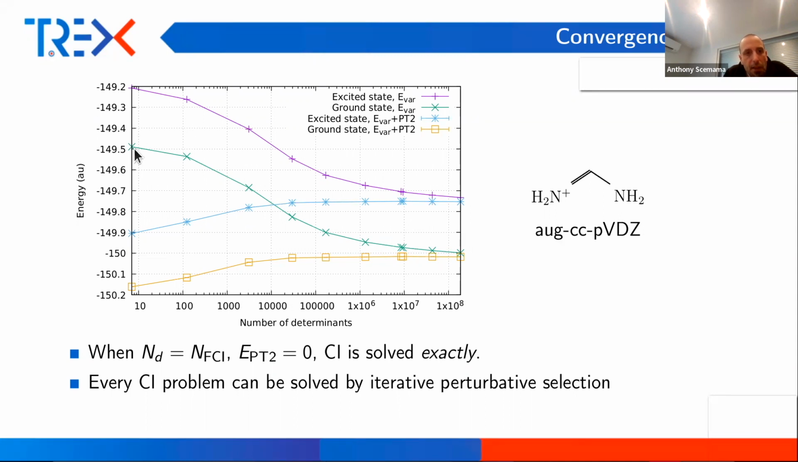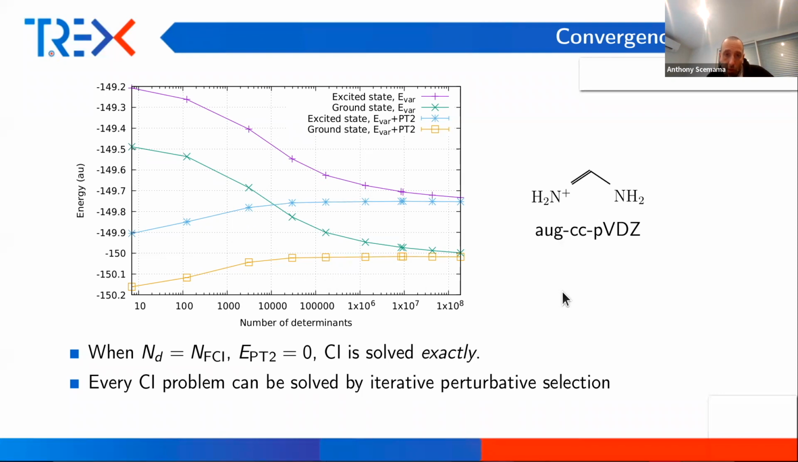And now, if you take E plus the PT2 correction, well, you see that you overshoot. Well, this you cannot really predict, if you're going to overshoot or undershoot. But what is interesting is that the PT2 correction goes to 0 when you converge to the full CI. So you see that these two curves are going to cross once you reach the full CI, because the PT2 correction is going to be 0. And so you have this for the ground state and also for the excited state.